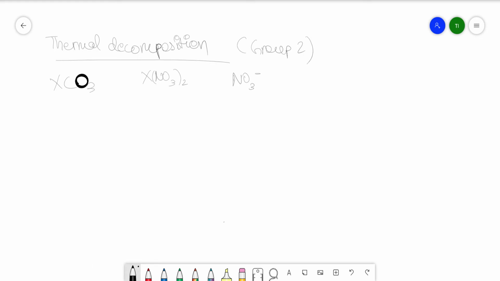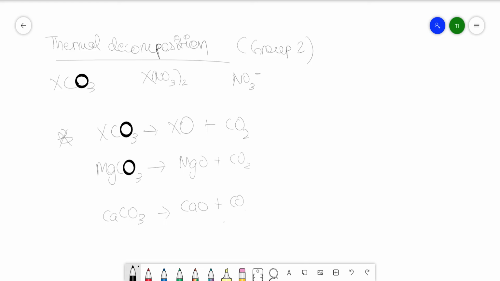So the thermal decomposition reaction for carbonates gives off the oxide of the metal plus carbon dioxide. That's what it gives off. So for instance, magnesium carbonate, upon thermal decomposition would give off magnesium oxide plus carbon dioxide. Same with calcium carbonate, CaCO3, when thermal decomposition takes place, CaO plus carbon dioxide. Okay, that's what's given off.